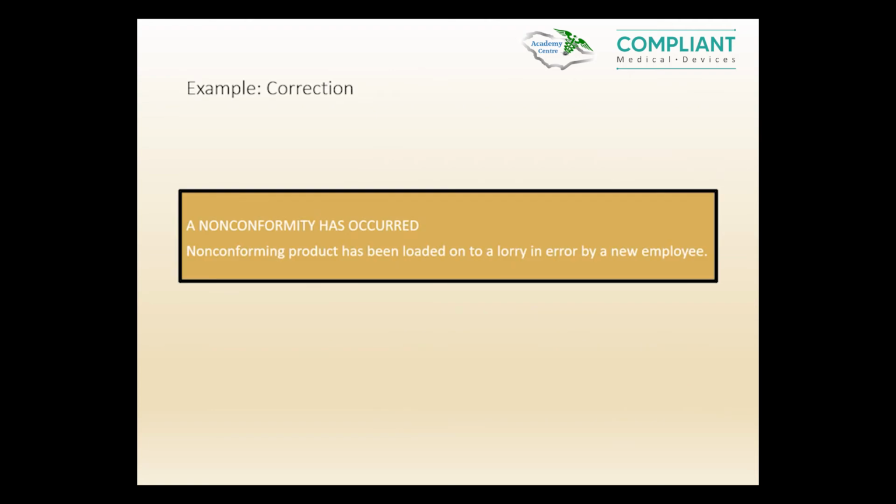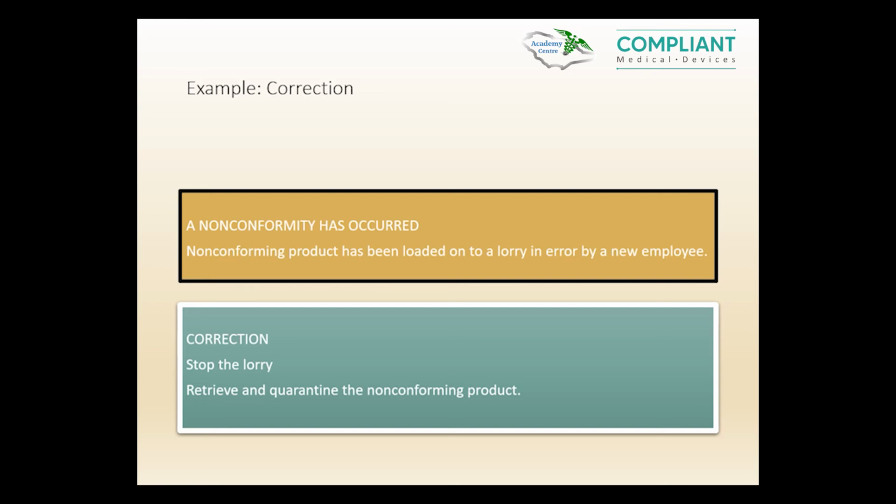But let's start with correction. A correction is not the same as a corrective action. A correction is an action to eliminate a nonconformity rather than the cause of the nonconformity. A correction can be made in advance of, in conjunction with, or after a corrective action. In this example, non-conforming product has been loaded onto a lorry. The correction is to retrieve the non-conforming product and quarantine it.